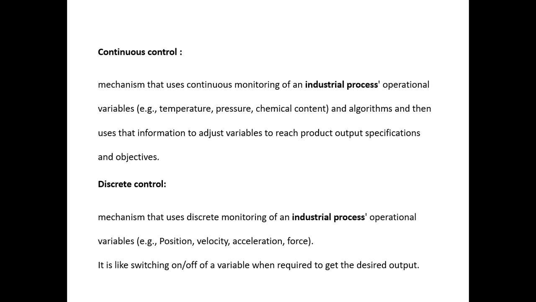The process industries follow continuous control, where the mechanisms use continuous monitoring of an industrial process's operational variables, for example temperature, pressure, chemical content and algorithms, and then use the information to adjust variables to reach product output specifications and objectives. Whereas in discrete control, the mechanisms use discrete monitoring of an industrial process's operational variables like position, velocity, acceleration, force, etc. So it is like switching on or off a variable when required to get the desired output. So thank you.